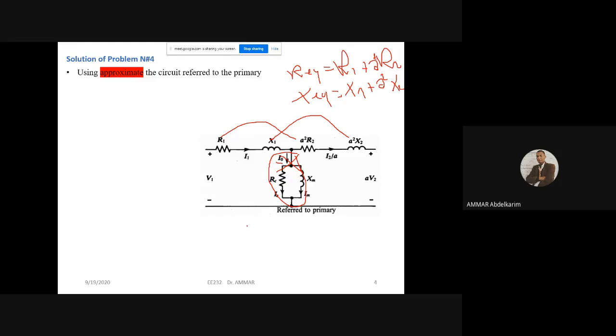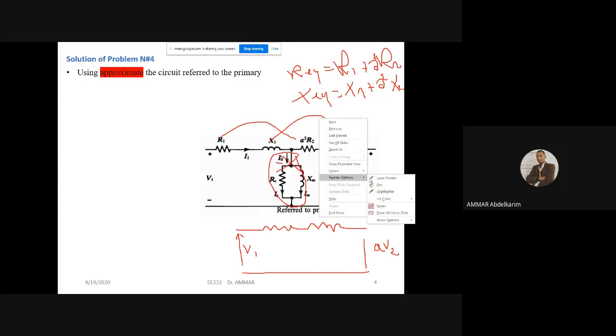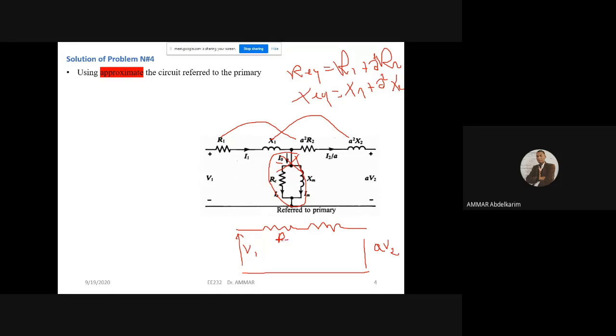So then the approximate equivalent circuit will be like this. We have a single resistance, single inductance, like this, and we have the primary voltage and the secondary voltage referred to the primary. That's why it's multiplied by a. We have R equivalent and X equivalent, of course. This one is R equivalent and this one is X equivalent. Okay, so to calculate the voltage regulation, here we are using the circuit referred to the primary.